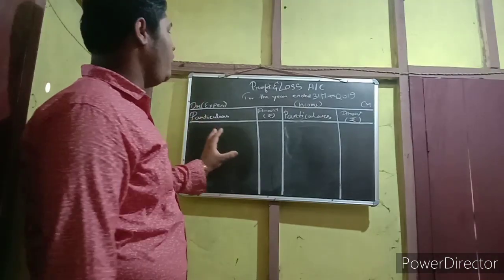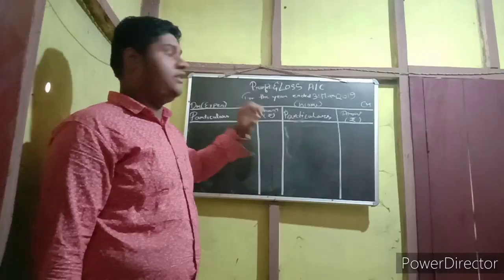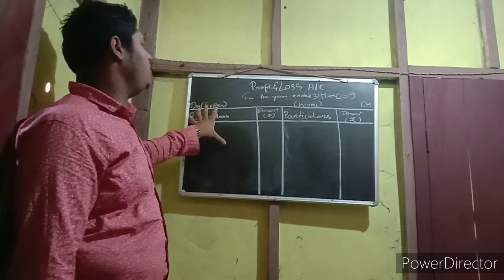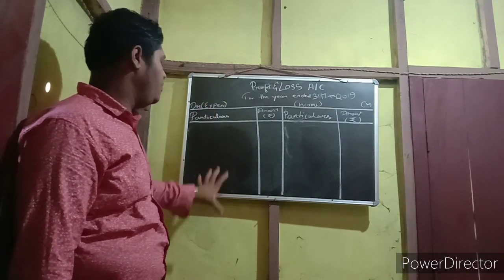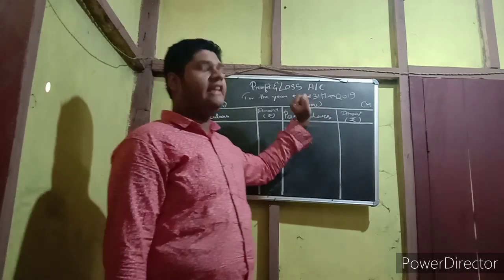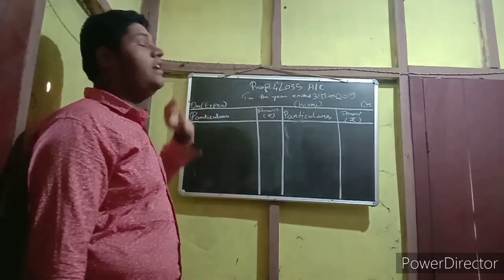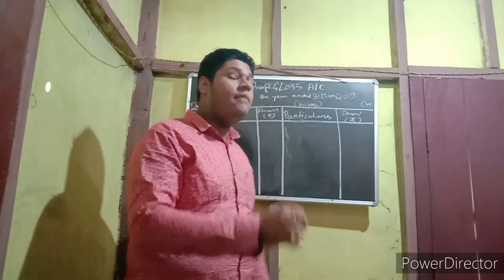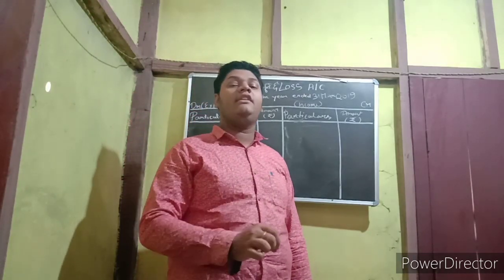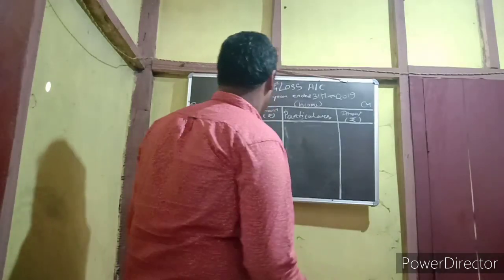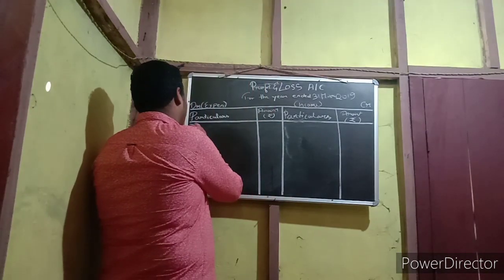This is the second format, for the profit and loss account. Here also, in the debit side we will post the expenses, and in the credit side the income. But here we will post the indirect income and expenses, which are not related to manufacturing. Suppose the first entry is salary.